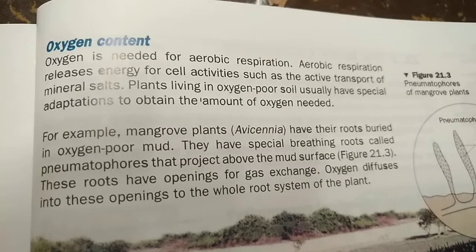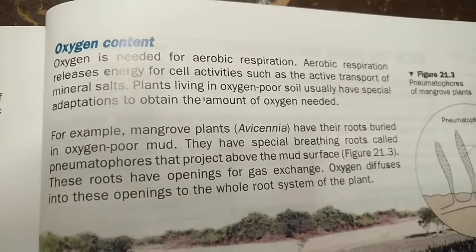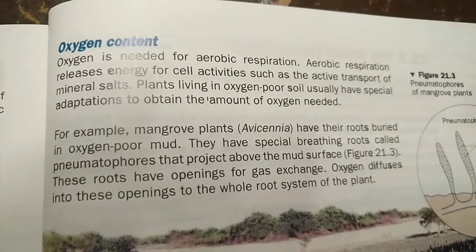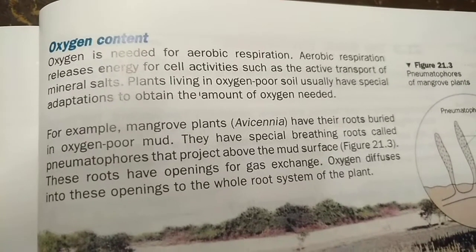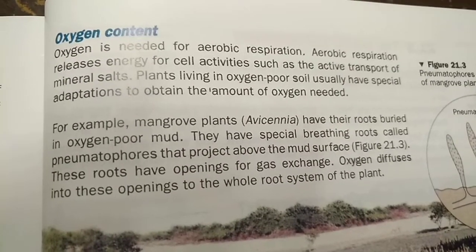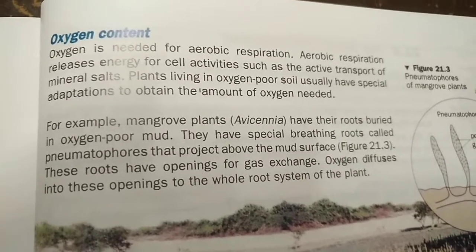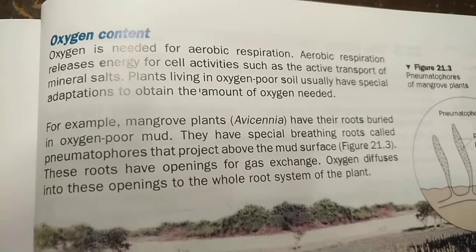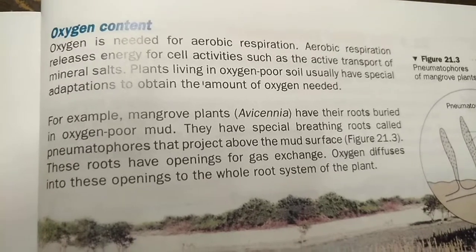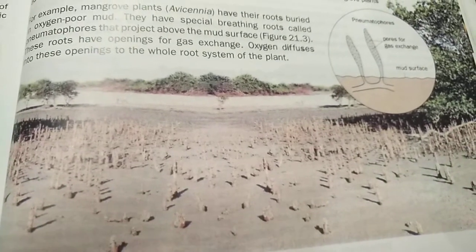It's a specific plant which is living at a muddy place, meaning where that plant is growing, it's a muddy soil. So you people know that if the soil is overwatered, it's not a good soil for proper aeration, for the exchange of gases of the plant's body parts. So that's why the plants which are living at such places have these special adaptations of the roots which are above the soil, and they can easily do the gaseous exchange there. Oxygen diffuses into these openings to the whole root system of the plant. So this is, I think, an example of such a mangrove plant.